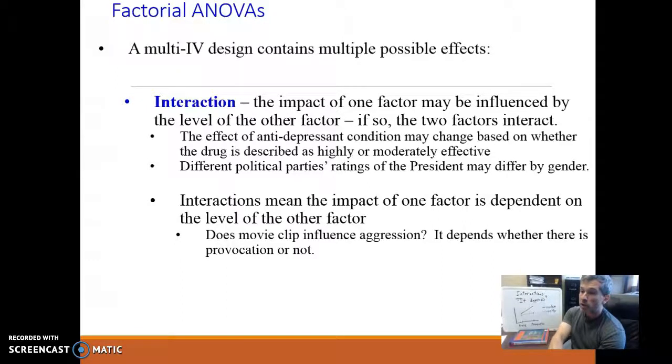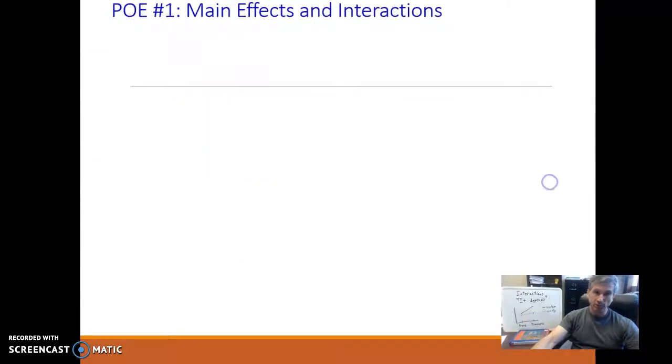So does movie clip influence aggression? It depends. If there's no provocation, not really. If there is provocation, yes, it matters a lot. The people that watch violent movies are more aggressive than people that watch comedies. So that's that idea of an interaction. The effect of what movie people watched is altered by that second factor of provocation.